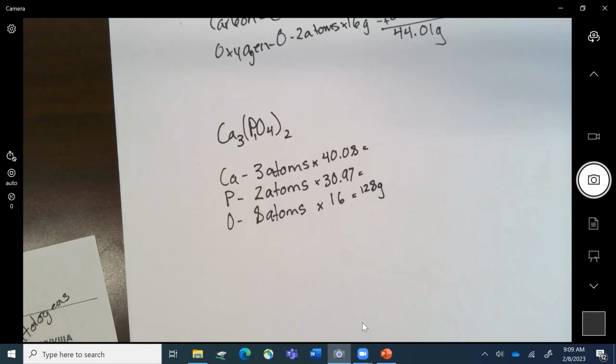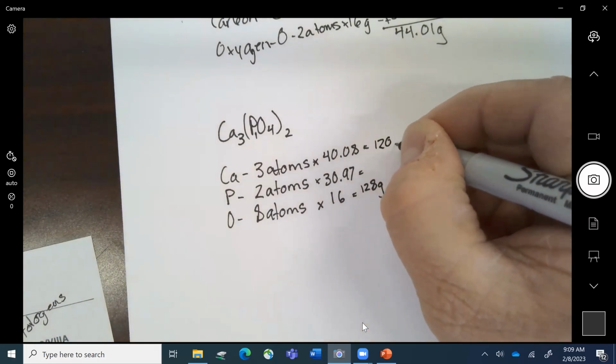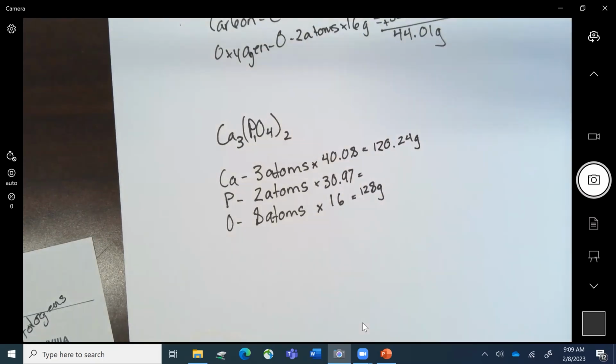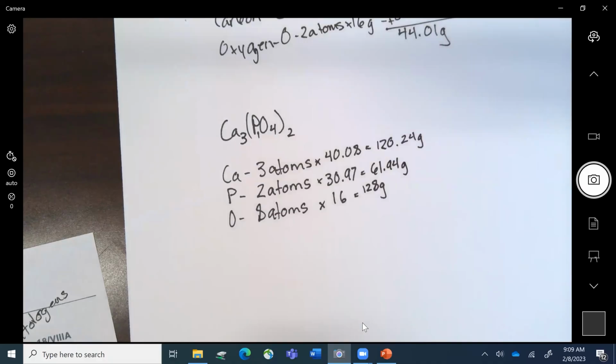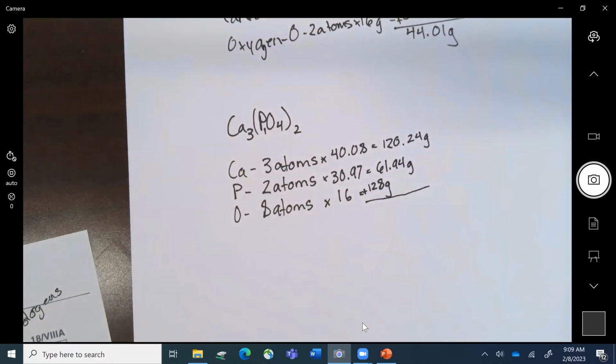All right, calculator. So 3 times 40.08 equals 120.24 grams. 2 times 30.97 is 61.94 grams. Now we've got to add all those together to get the molecular mass. So this is 120.24 plus.